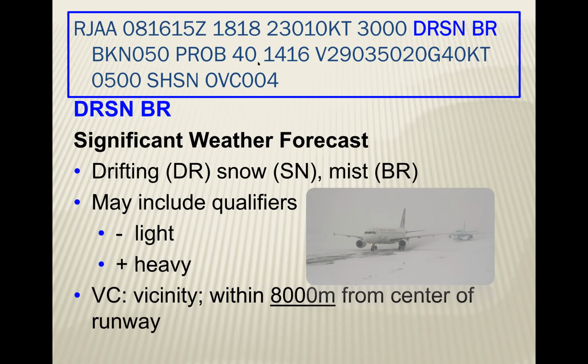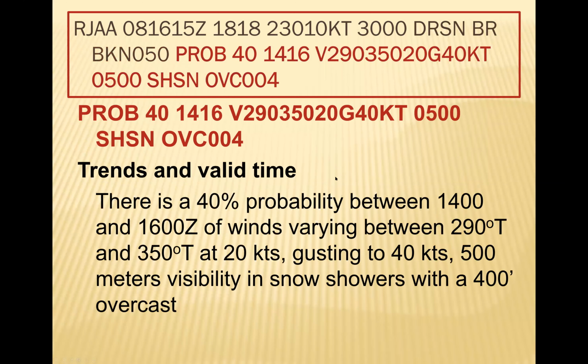But the vicinity thing, VC, did anyone see that before? Within 8,000 meters from the center of the runway. We don't use that as much in the US as they do in ICAO rules. So you might see a lot more VCs. Broken at 5,000 feet, so they're mixing meters and feet just to make you as confused as humanly possible. There's a 40% probability here between 1400 and 1600 Z of winds varying between 290 and 350 at 20 knots, gusting to 40. So lots of information in this wind block right here.